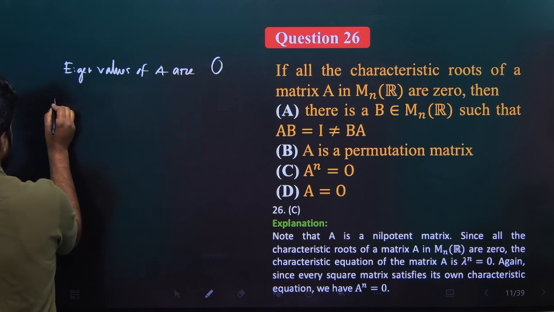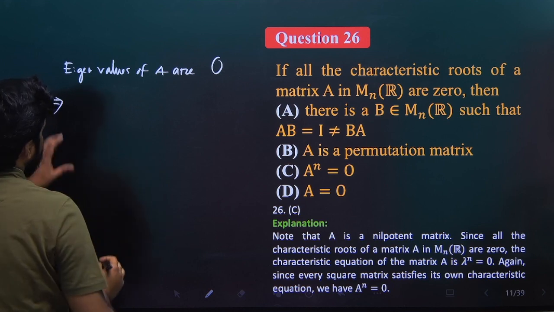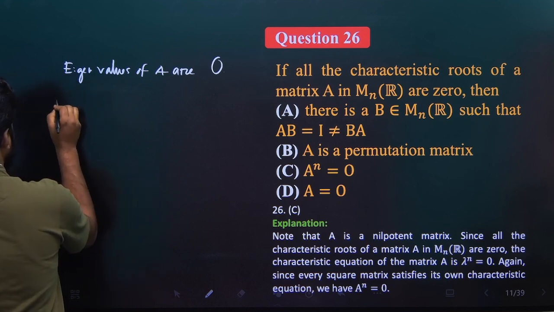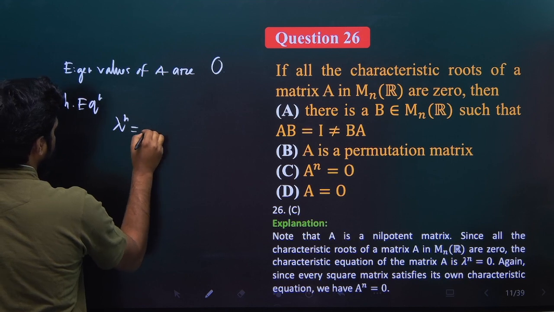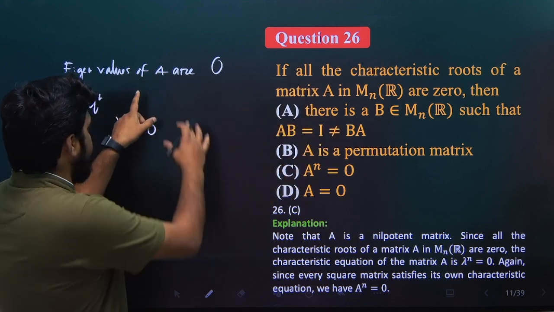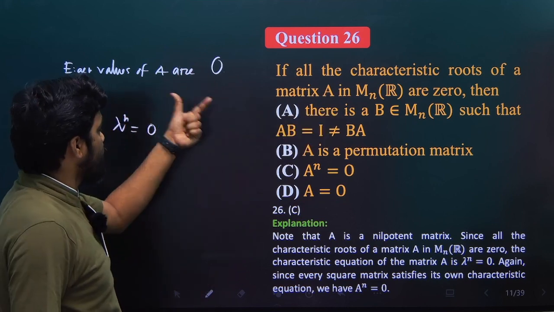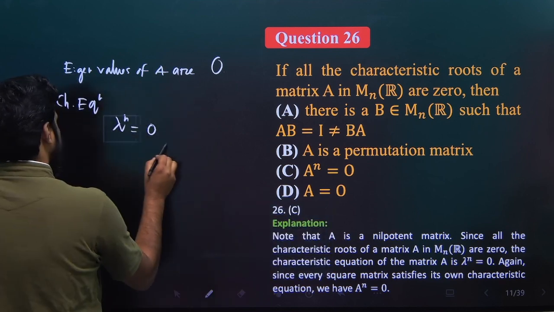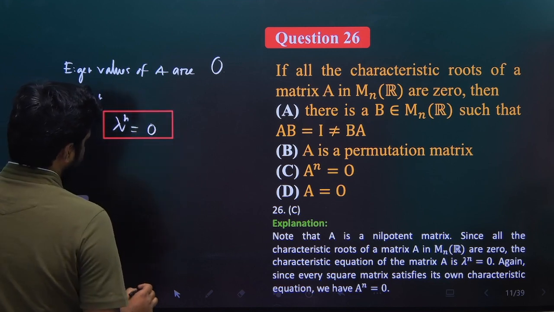So the matrix will be a nilpotent matrix, right? Eigenvalues of A are 0. That means what is the characteristic equation? The characteristic equation will be lambda to the power n equal to 0. A is an n cross n matrix, so we get n eigenvalues, all 0. That means 0, 0, 0, 0, n times 0. That is lambda to the power n equal to 0. So this is the characteristic equation, right?